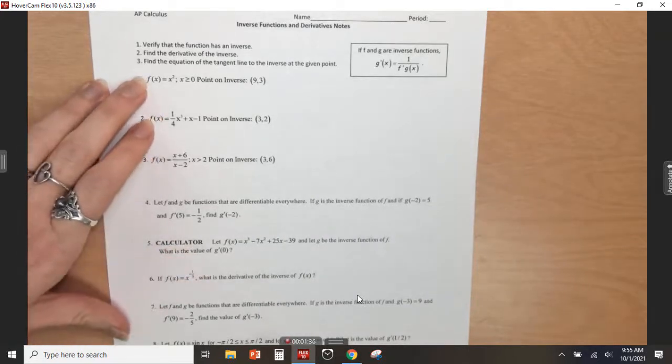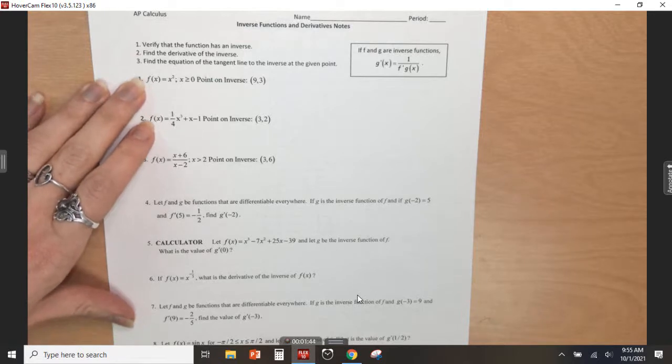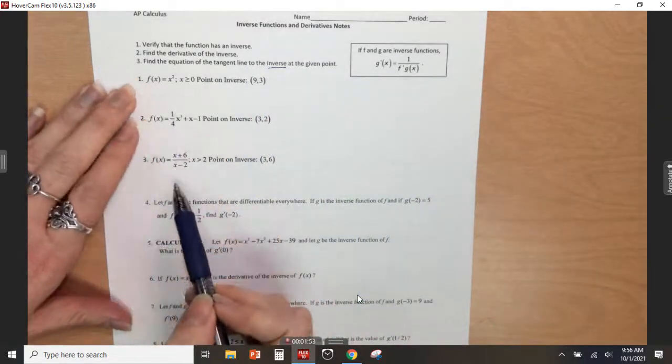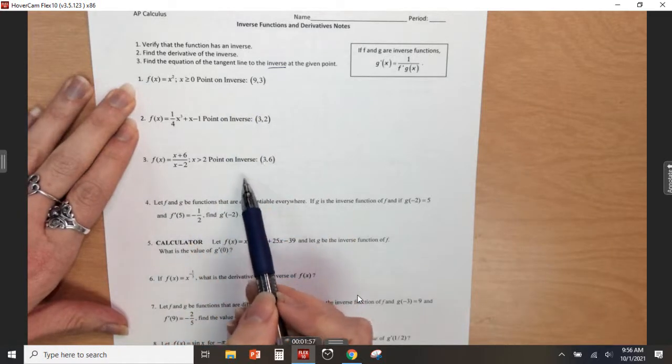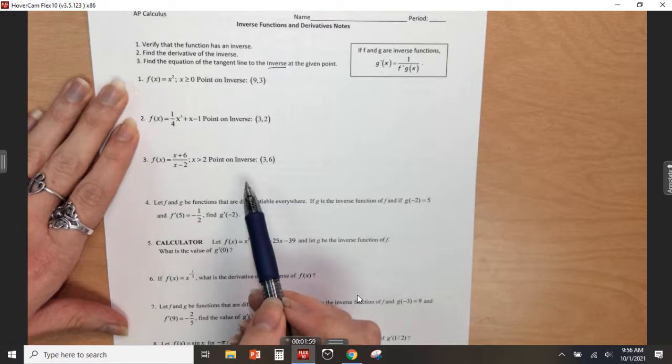Now, we need to find the equation of the tangent line to the inverse at the given point. So our final answer will be point-slope form: y minus y1 equals m times x minus x1, for the inverse function. And we're not given the inverse function. We're given the original function, but we are given a point on the inverse function. So how are we going to do this?